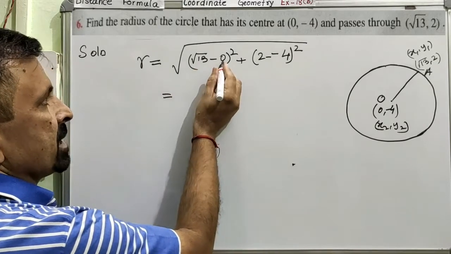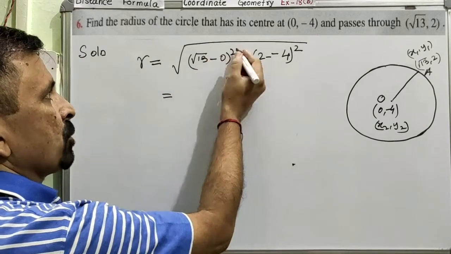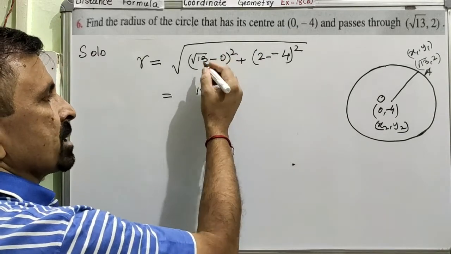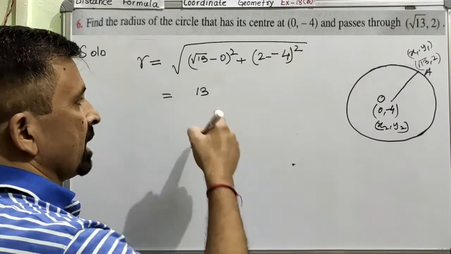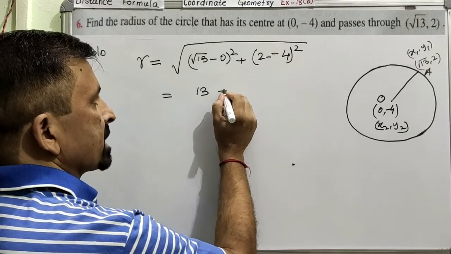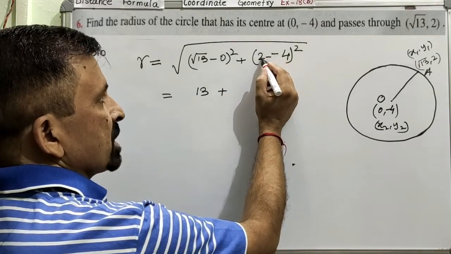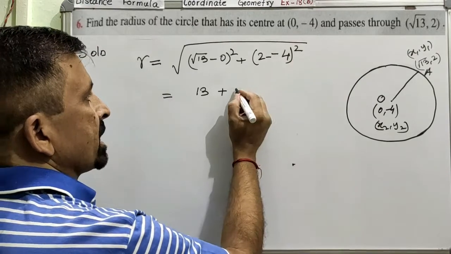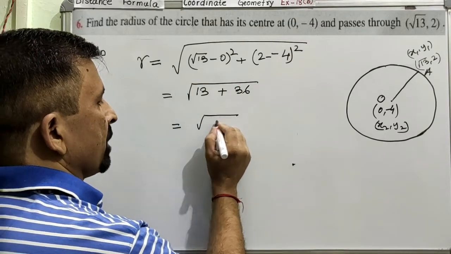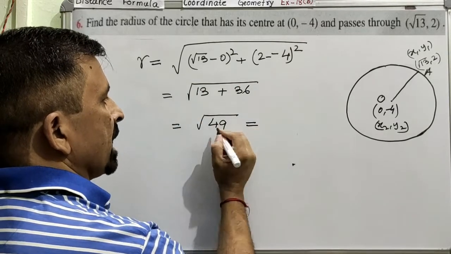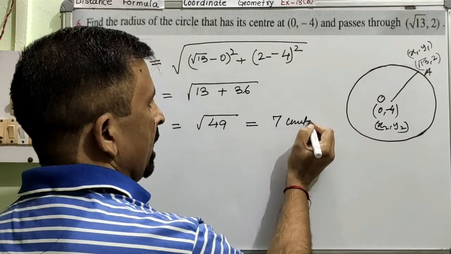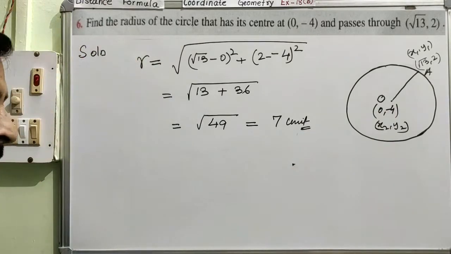Now you know root 13 minus 0 is root 13 only, and then the square of root 13 will simply become 13. Clear? Because root 13 squared means root 13 into root 13, right? So ultimately the root will disappear and only the radicand will be written. Now plus minus minus plus, so this 2 plus 4 will become 6, and 6 square is 36. And therefore the sum of these two numbers will become 49. Once again we got a perfect square number. So the answer will be 7 unit, and therefore the radius of this circle is 7 unit.